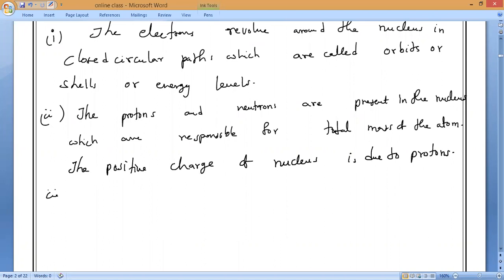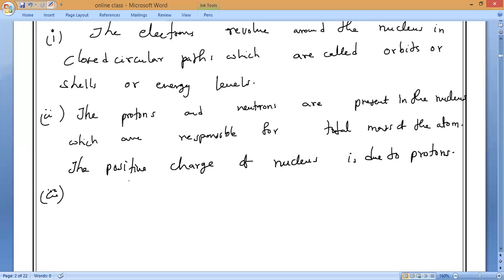Right. Now, the third point. As we know, what is the first drawback of Rutherford? Anybody can tell me? He could not explain the stability of the atom, because electrons are revolving and keep on radiating energy, meaning they will lose energy in the form of radiation. So they finally must fall into the nucleus.